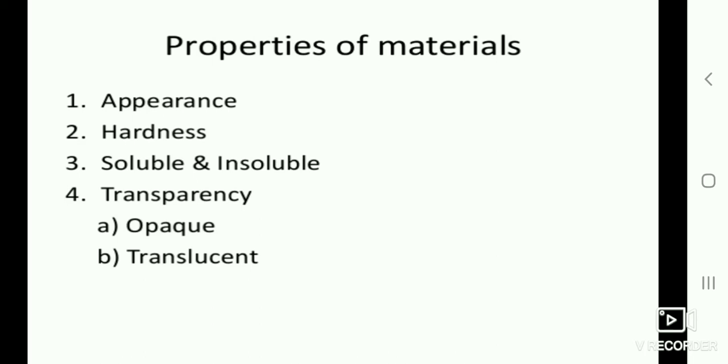Next one, transparency. Transparency means through some materials we can see things, through some materials we can't see what is in front of that material, right? For example, if you take a glass, it is transparent, right? We can easily see what is on the other side of that glass, because the light rays pass through it, right? It is a transparent material, okay?